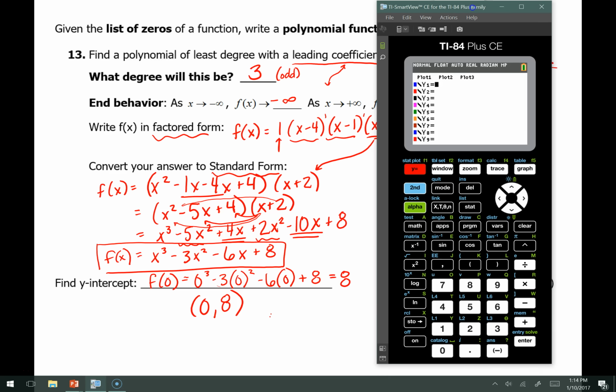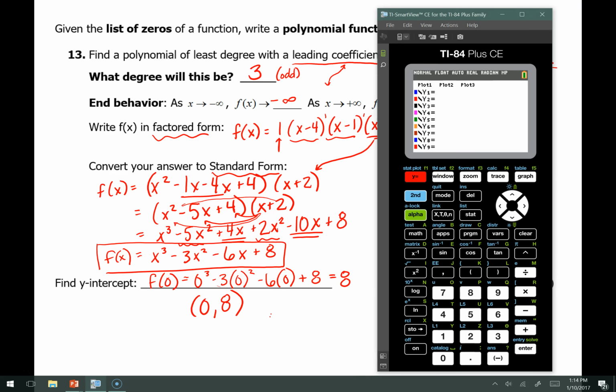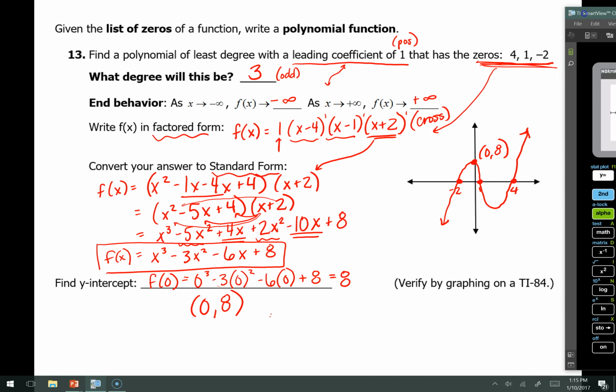So in my y equals, I am going to plug in x raised to the third power minus 3x squared minus 6x plus 8. When I graph that, look at that. I've got an x-intercept at negative 2, positive 1, and positive 4. It looks like the y-intercept up there is at 0, negative 8. So that looks good. My graph is correct.